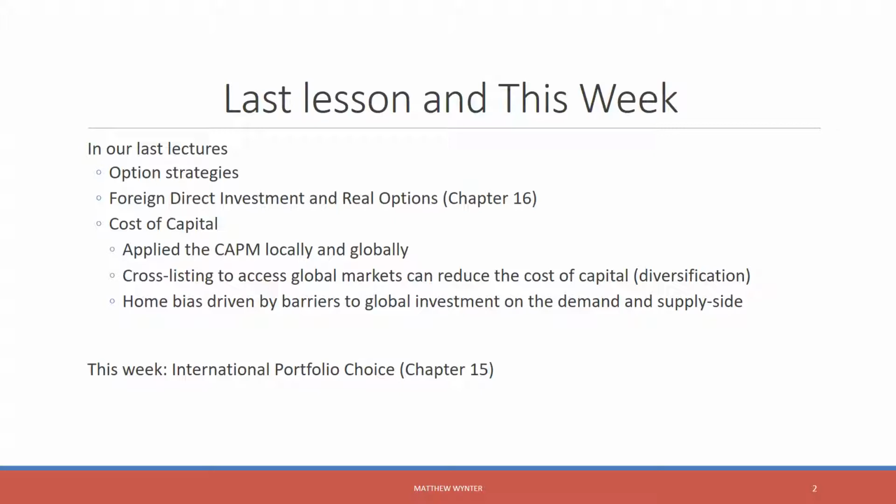Lastly, we spent quite a bit of time to develop the fact that investors are home biased, and we said this is driven by barriers to global investment on the demand and supply side.